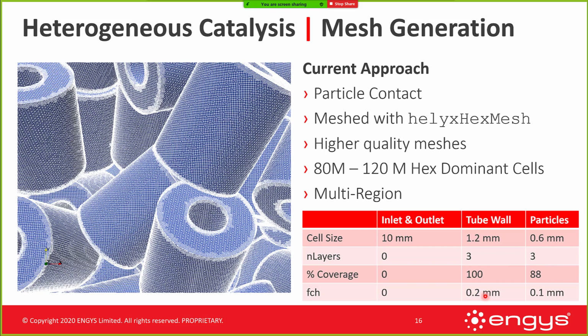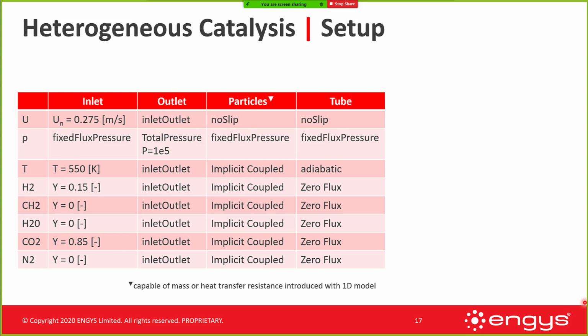And the first cell height on the tube wall and the particle are very small, so they're fractions of a millimeter. In terms of boundary conditions, we have the velocity that matches the Reynolds number, we have a fixed temperature inlet, and then we have a composition of CO2 and H2 that are coming in. These are all fixed values. For the outlet, we're using an inlet-outlet boundary condition, and the reason why is in case there's circulation at the outlet, to stabilize the solution. Otherwise, we can just lengthen the entire domain and then use a general outlet boundary condition. For the tube wall itself, it's no slip, it's fixed pressure, it's adiabatic, there's zero flux.